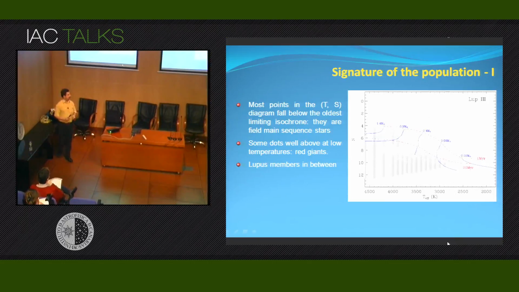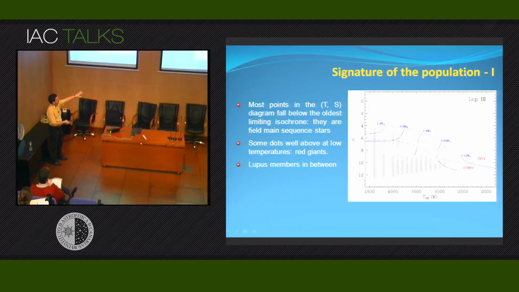But what we see in between this concentration of points in the lower left and the few points in the upper right are the objects of interest for us, especially at low temperatures. This is where we expect to find the members of the Lupus clouds. So let's try to do it, and let's see what we get. This is another way to see the same, which reveals several interesting features.